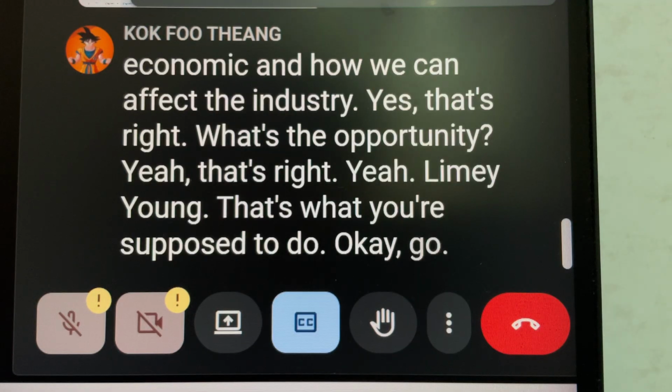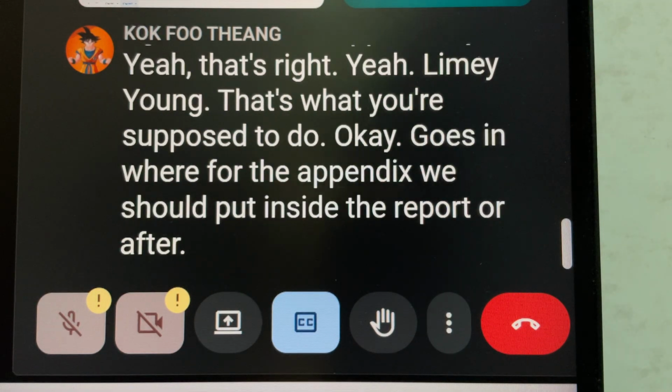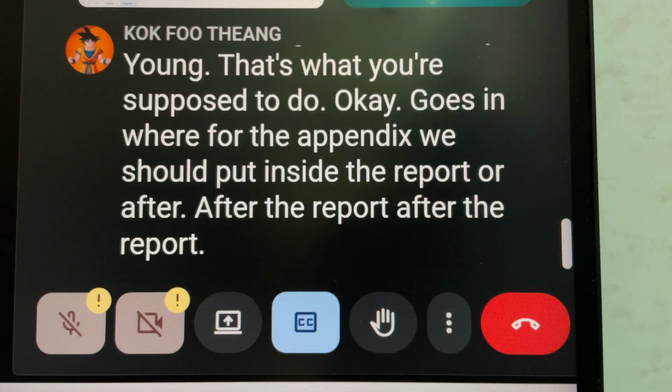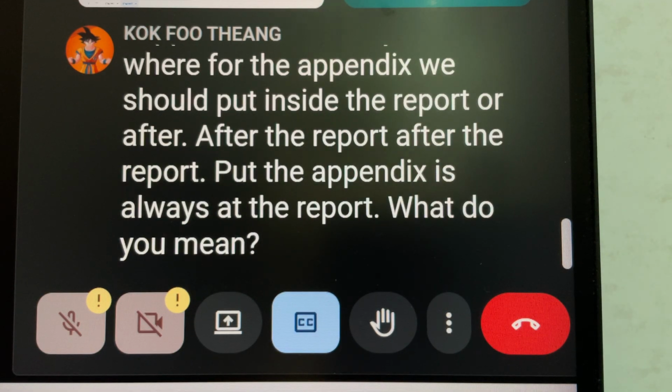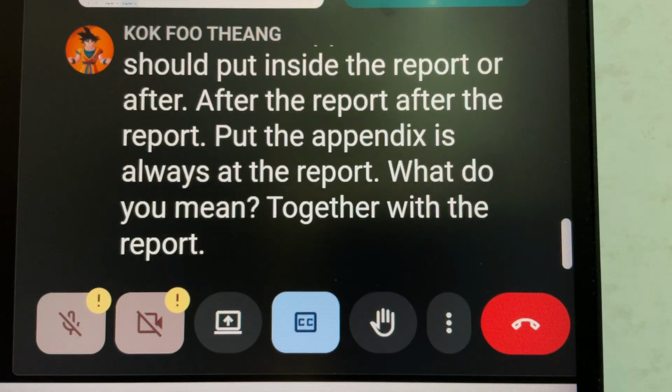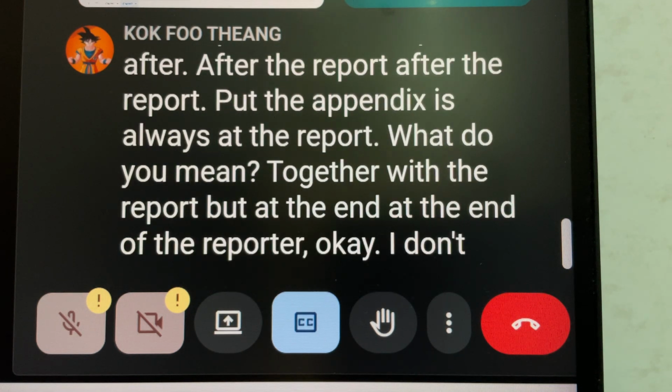For the appendix, should we put it inside the report or after the report? The appendix is always after the report. It's together with the report, but at the end, after the report.